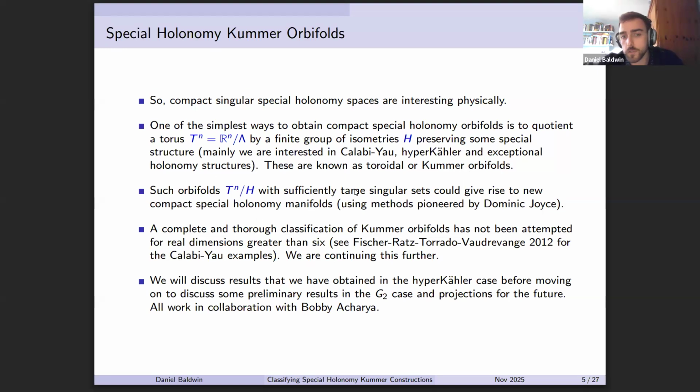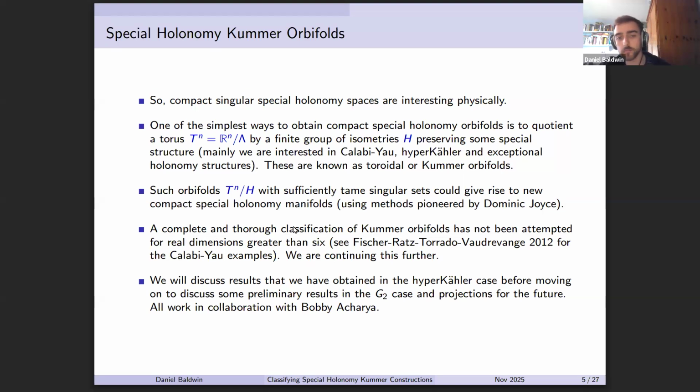Such orbifolds with sufficiently tame singular sets, and what it means to be tame will be specific to the holonomy group that we're considering, could give rise to new compact special holonomy manifolds. And this is using methods pioneered by Dominic Joyce, who constructed the first compact G2 manifolds through these methods.